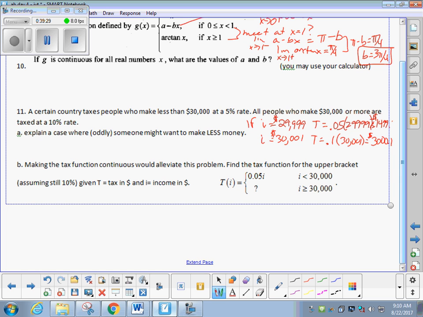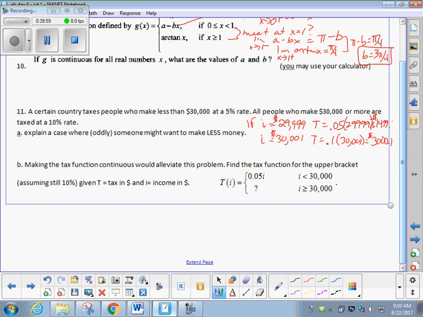Okay? Now, you made $2 more, but how much more tax are you paying? Now, all of a sudden, you're paying $1,500 more in tax. So that raise just cost you $1,499. So that's kind of a bad tax structure. Any tax structure where you're encouraged to make less money, that's bad capitalism. Do you agree? Okay, so that's a problem.